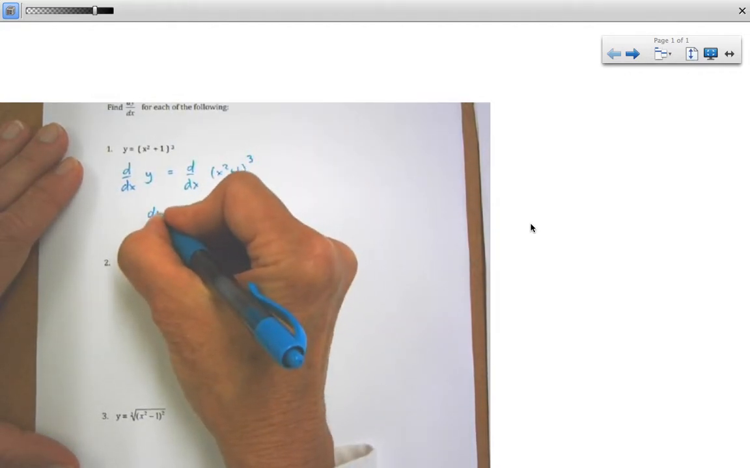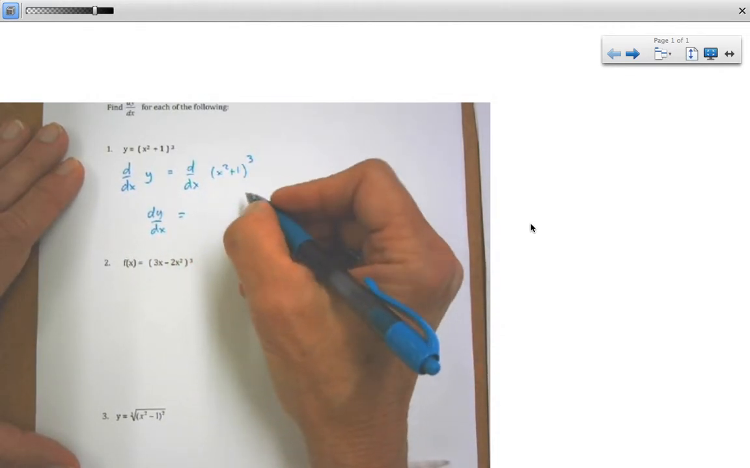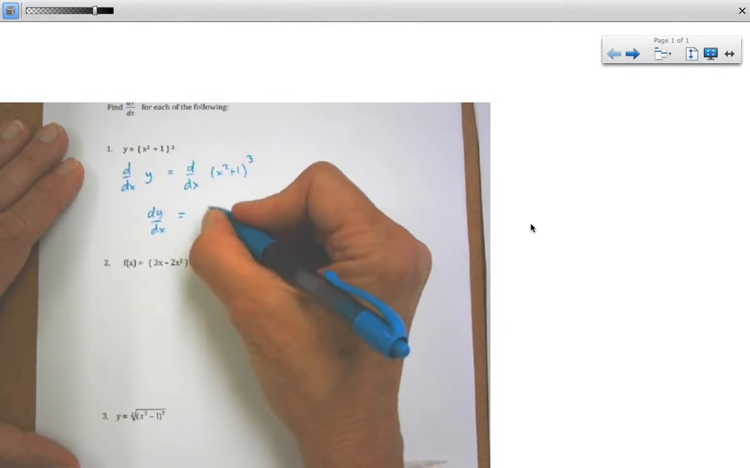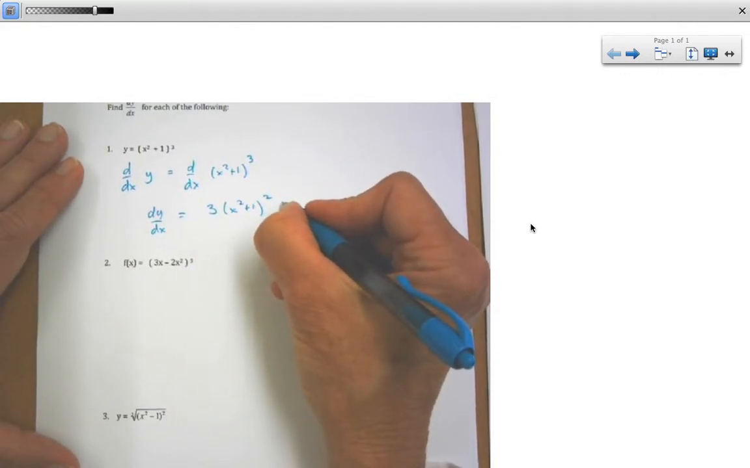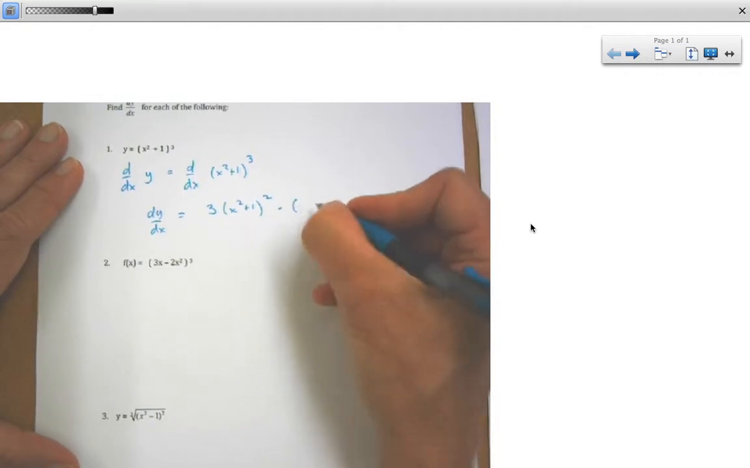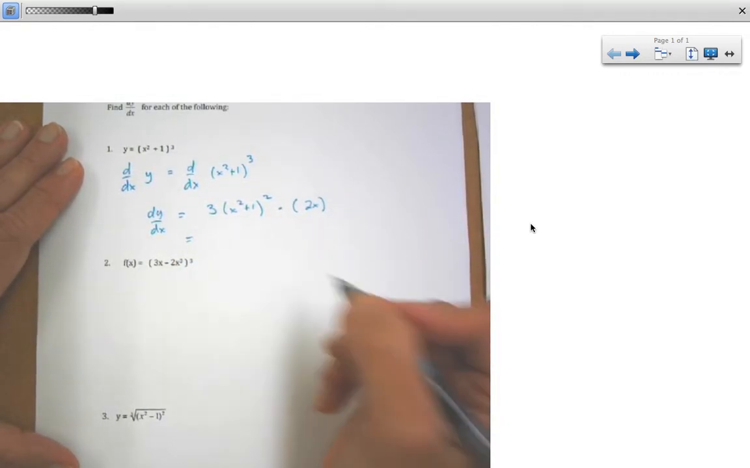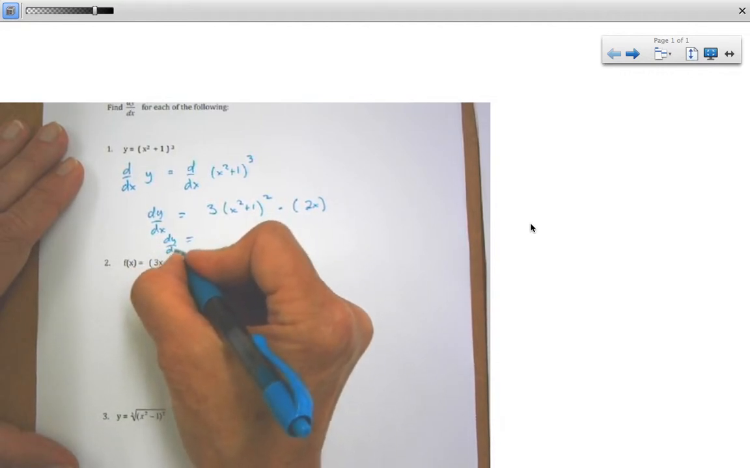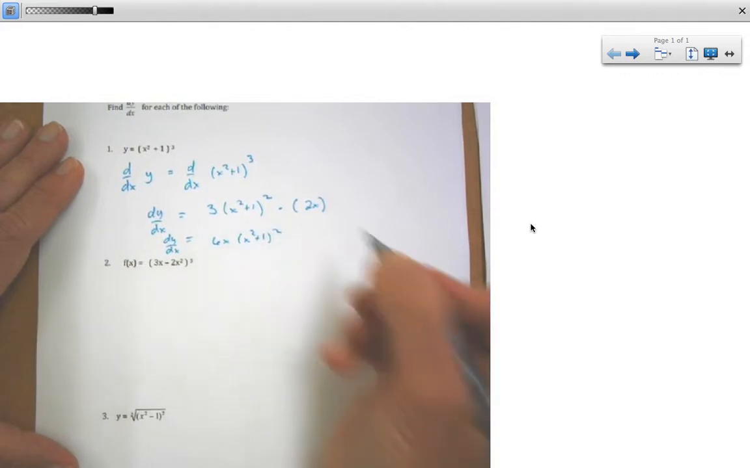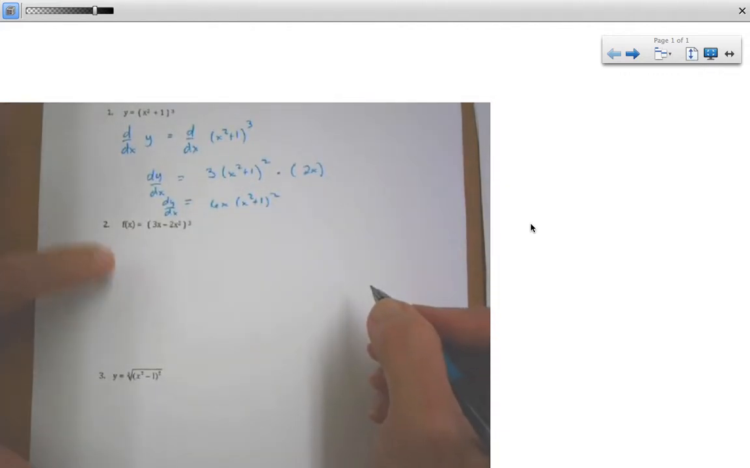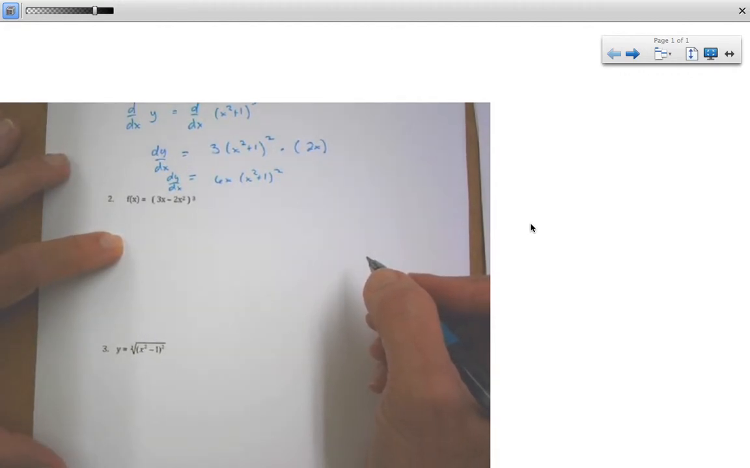So dy/dx equals, I'm going to use the chain rule because it's my outer function, 3x squared plus 1, 3 minus 1 is 2, times the derivative of the inner function, which is 2x. So in simplest form, dy/dx equals 6x times x squared plus 1 squared. All right, you try that one and have it ready for class on Monday.